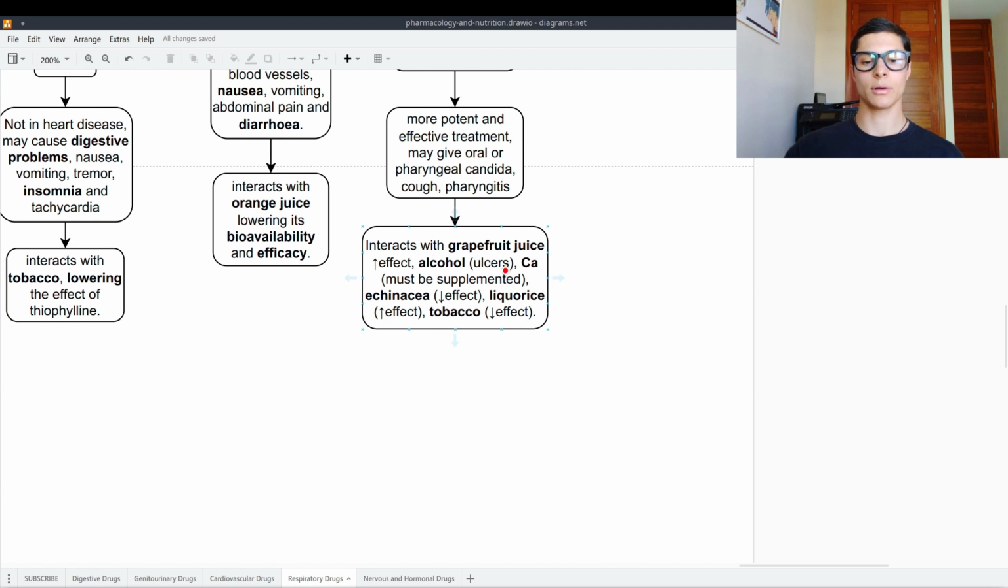with alcohol, creating ulcers, with calcium that must be supplemented in the diet, because as being a corticoid, it will promote the osteoclast activity, removing calcium from the bone. Echinacea will lower the effect, licorice will increase the effect, and tobacco will lower the effect of the glucocorticoids.